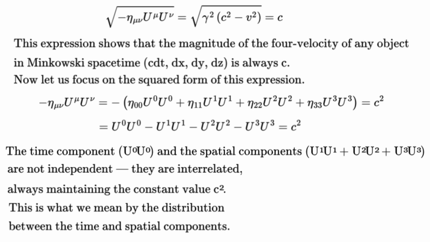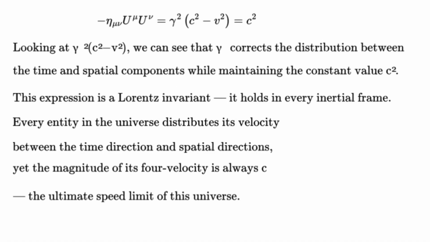The time component, u0 u0, and the spatial components, u1 u1 plus u2 u2 plus u3 u3, are not independent. They are interrelated, always maintaining the constant value c². This is what we mean by the distribution between the time and spatial components. Looking at γ² (c² minus v²), we can see that γ corrects the distribution between the time and spatial components while maintaining the constant value c². This expression is a Lorentz invariant. It holds in every inertial frame.